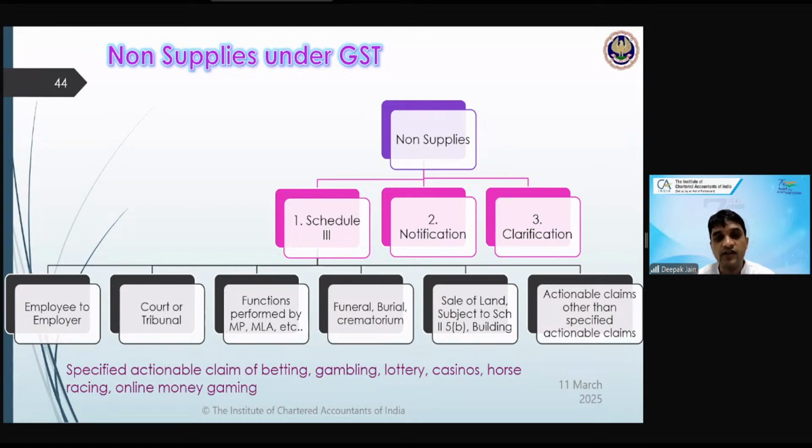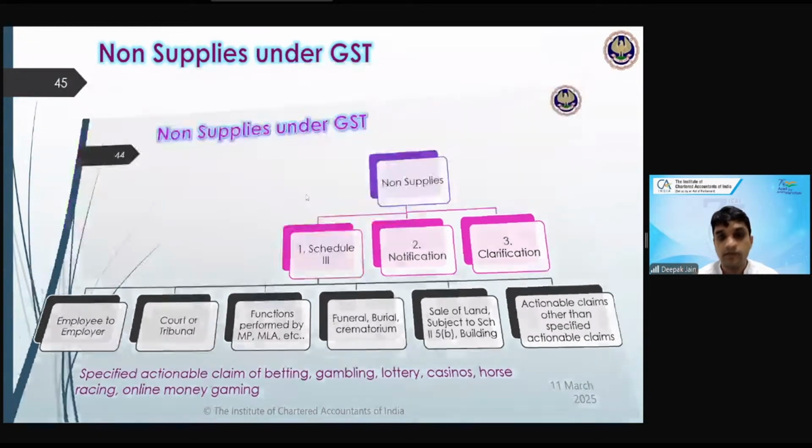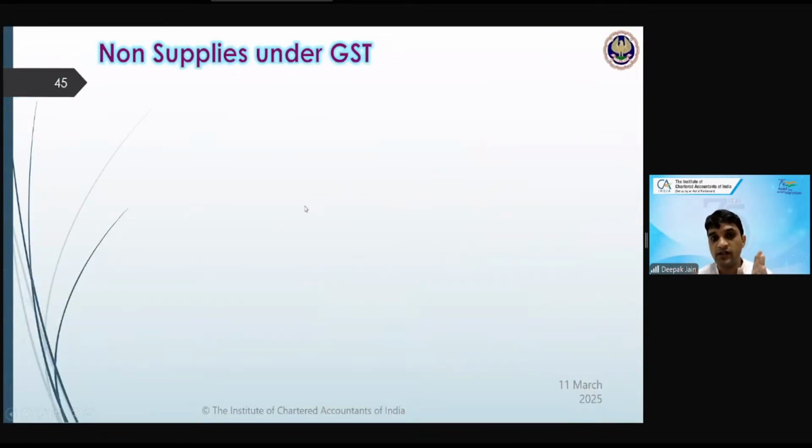Online money game and online gaming difference. Online money game is that you're putting some money and earning it. That is called online money gaming. But online gaming could be such that there is no money involvement. You're just playing a game. That is online gaming. But where money is to be invested, you have to put a pool money. Okay. That is called online money gaming. So that is the first kind of thing which is not liable to GST.